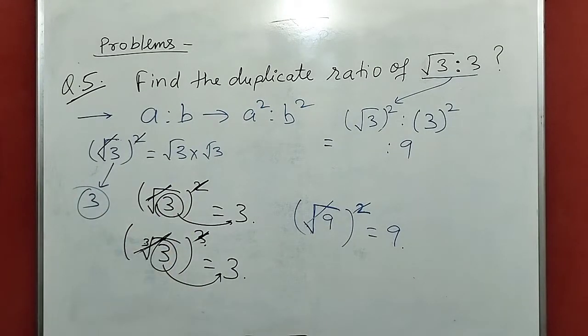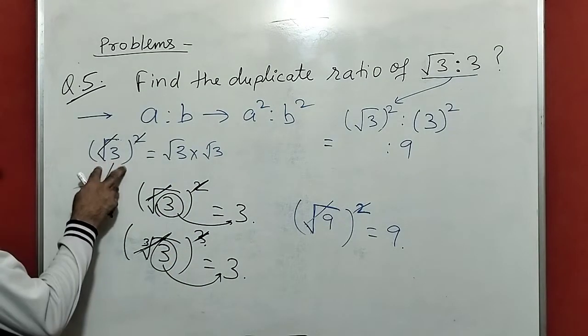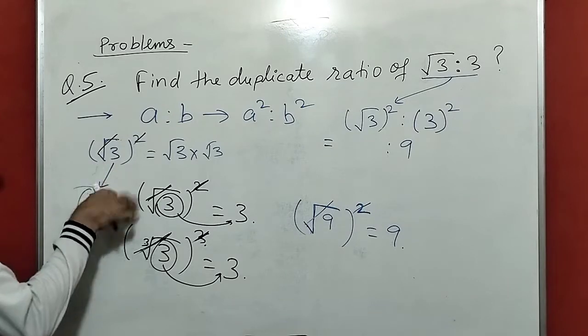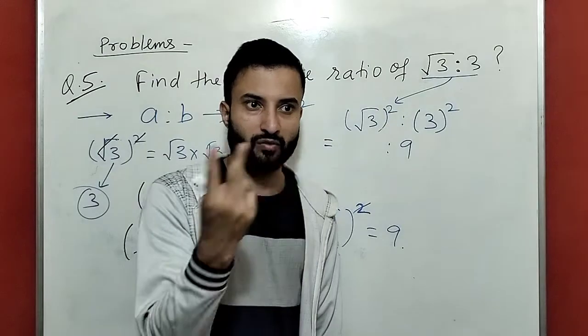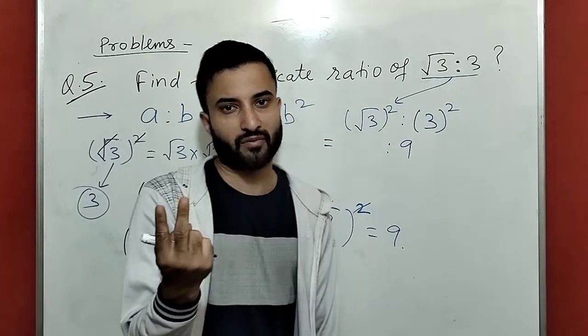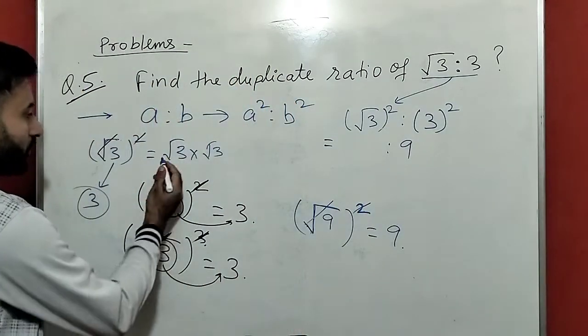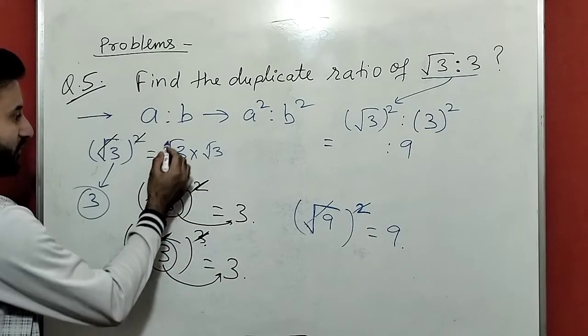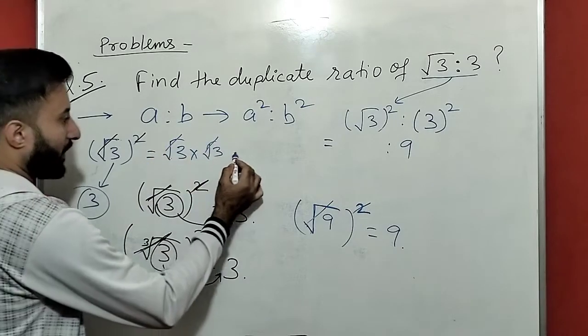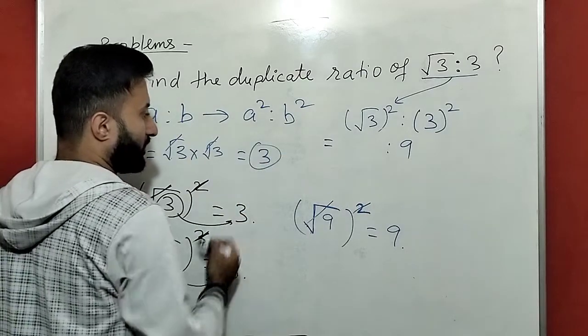The second method you can apply here is root 3 whole square. Root 3 anything whole square means what? You are multiplying it 2 times. Anything square means you are multiplying it 2 times, right? So root 3 whole square means we are multiplying root 3 into root 3. So at that time, guys, the root will get cancelled. You will get just 3 as an answer.